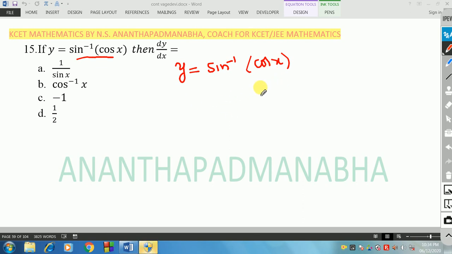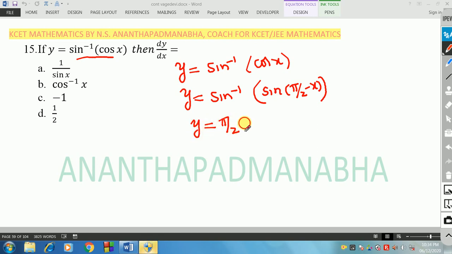So y is equal to sin inverse of cos x. We can write it as y is equal to sin inverse of sin of pi by 2 minus x. So we know that sin inverse of sin theta is theta, that is y is equal to pi by 2 minus x, which implies that dy by dx is equal to minus 1. So which is in option C.